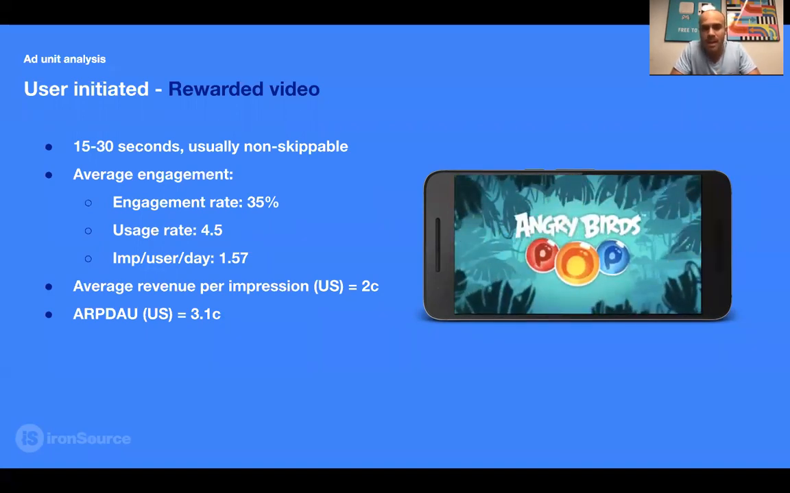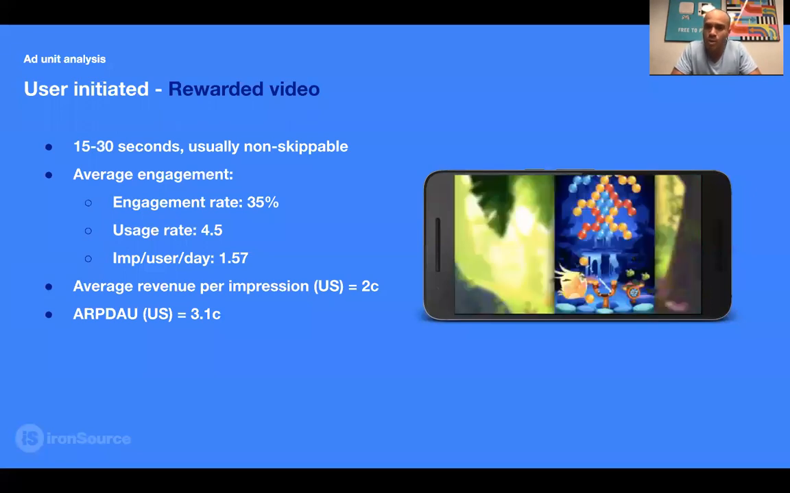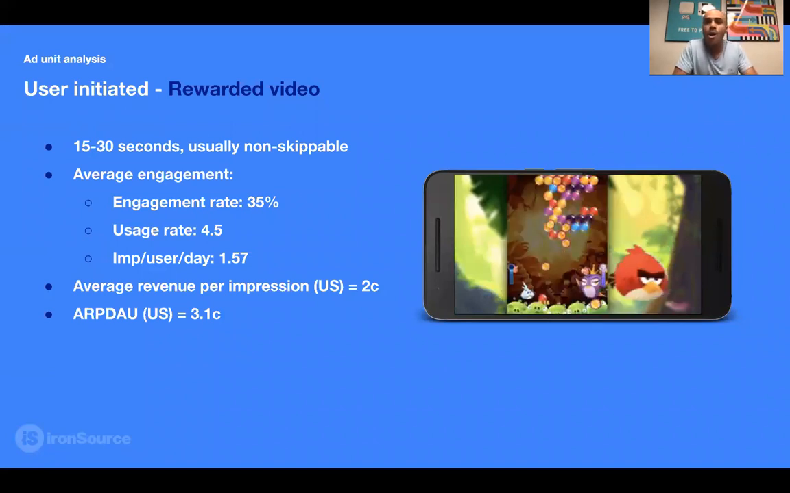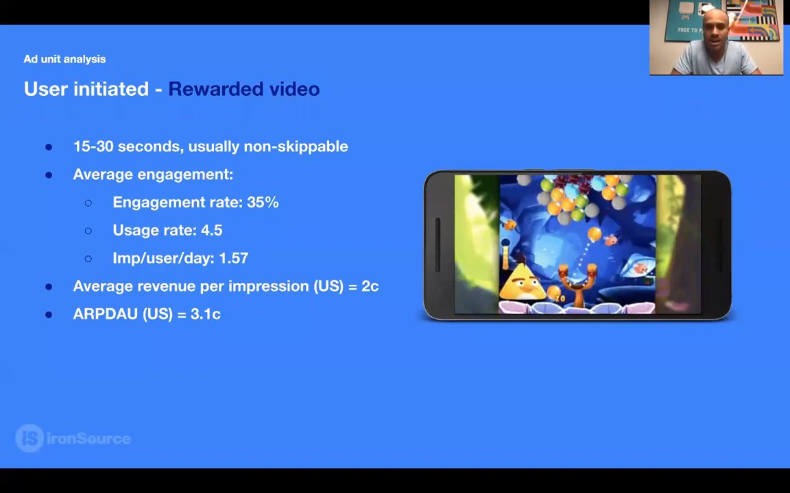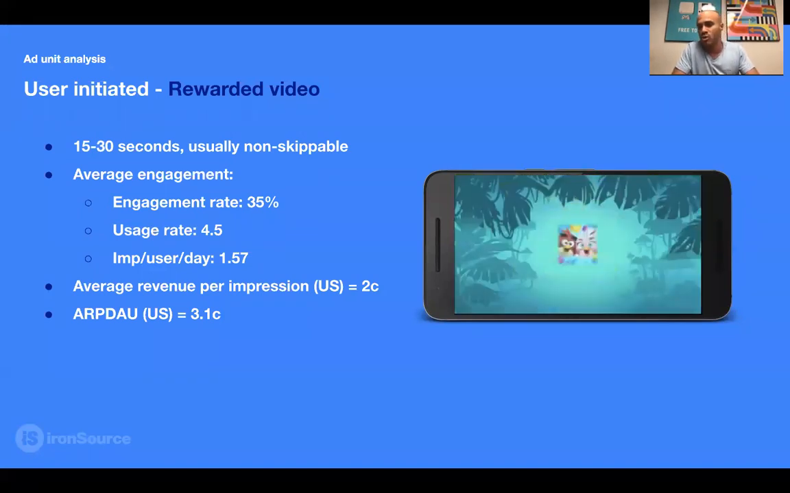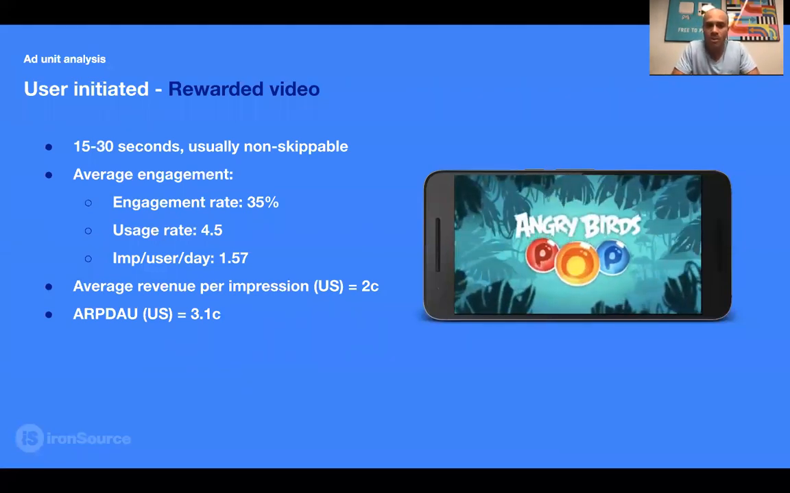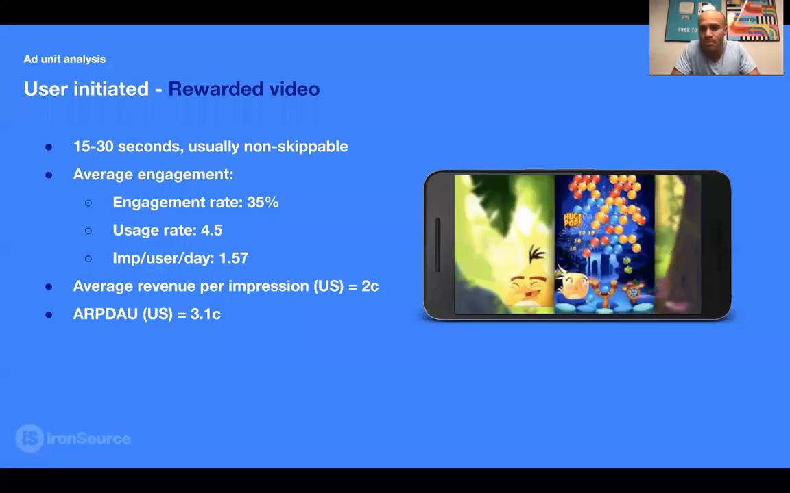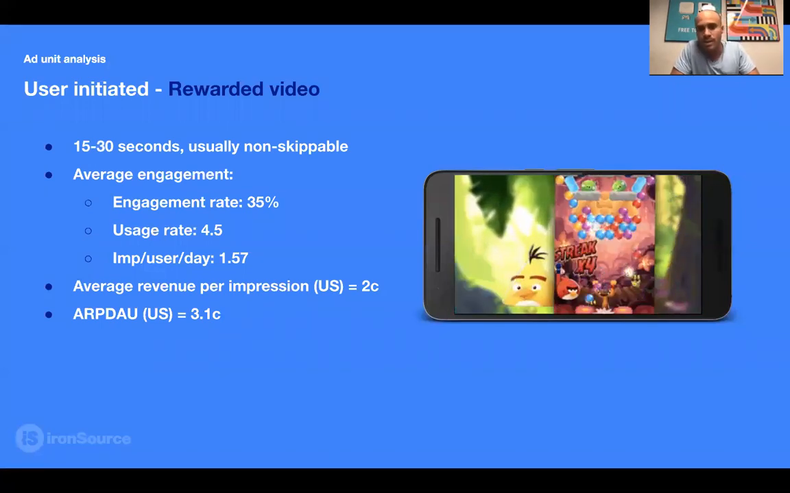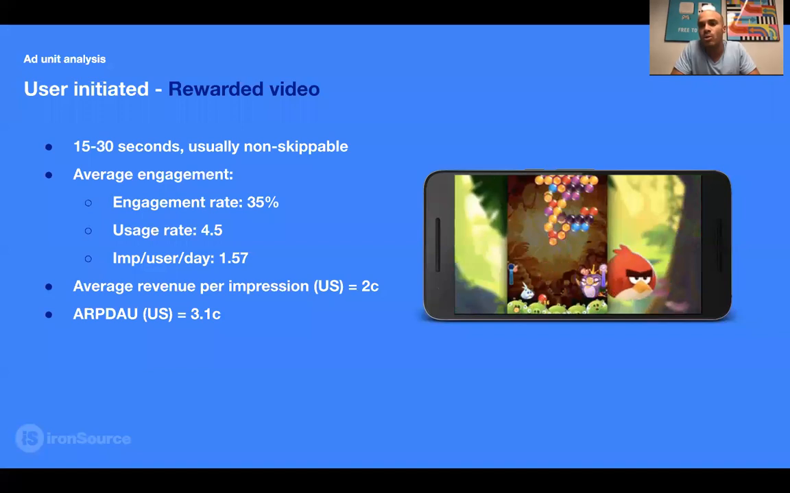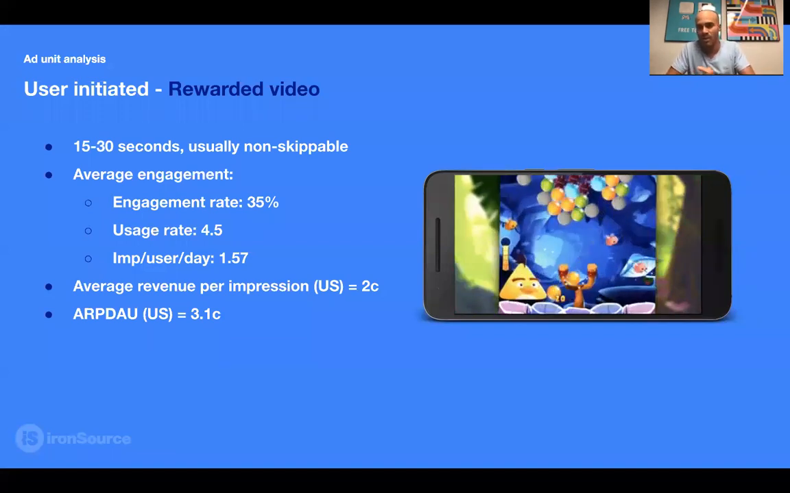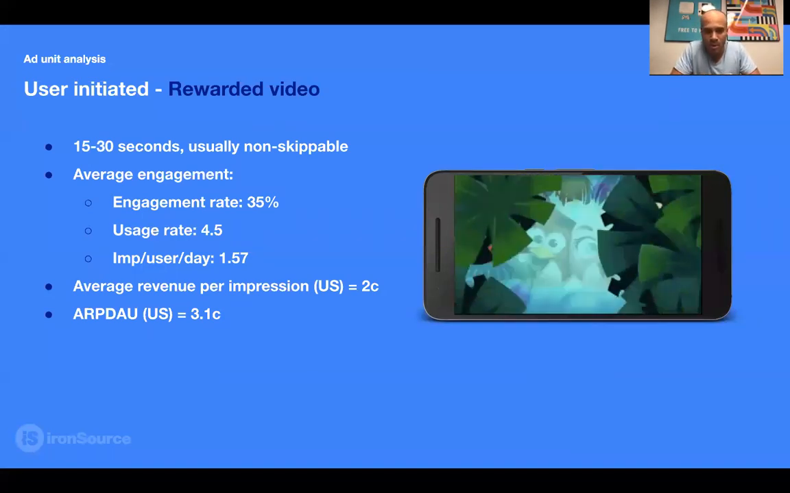The second KPI will be usage rate, which means out of the engaged users, on average, how many rewarded video ads they watch a day, right? Some users will watch only 2, some will watch 8. The average number will be 4.5. And if you multiply the engagement rate with the usage rate, then you get your impressions per DAU per day rate, which on average is 1.6.